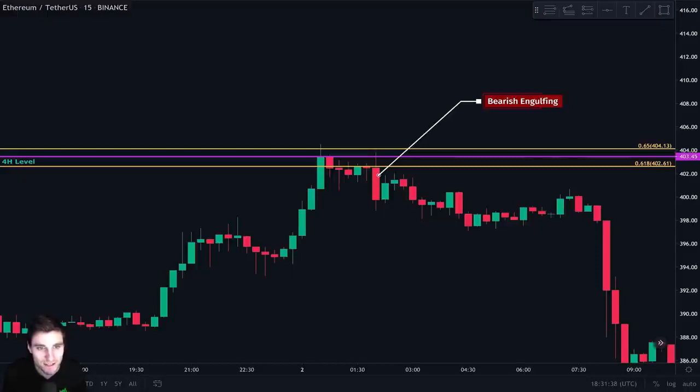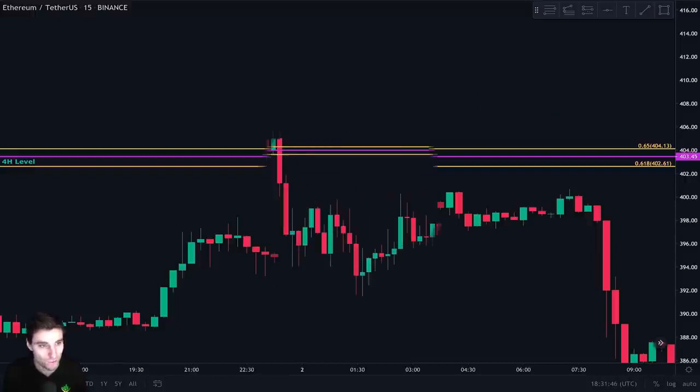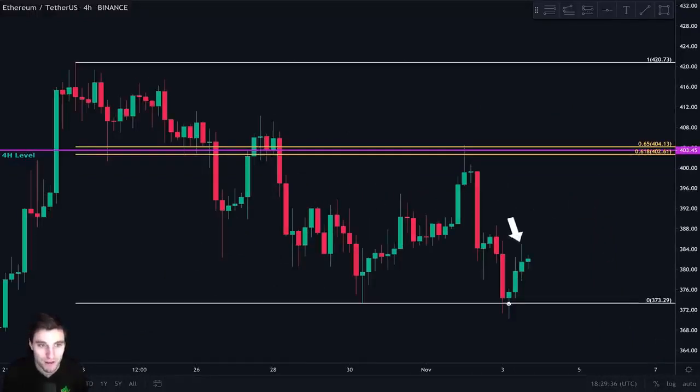So we take an entry at the close of this candle and we put our stop loss just above this candle. What happened next? Well, price went down and we closed our trade at support, which is the 0 point of our Fibonacci retracement. We follow the same process when we want to buy.